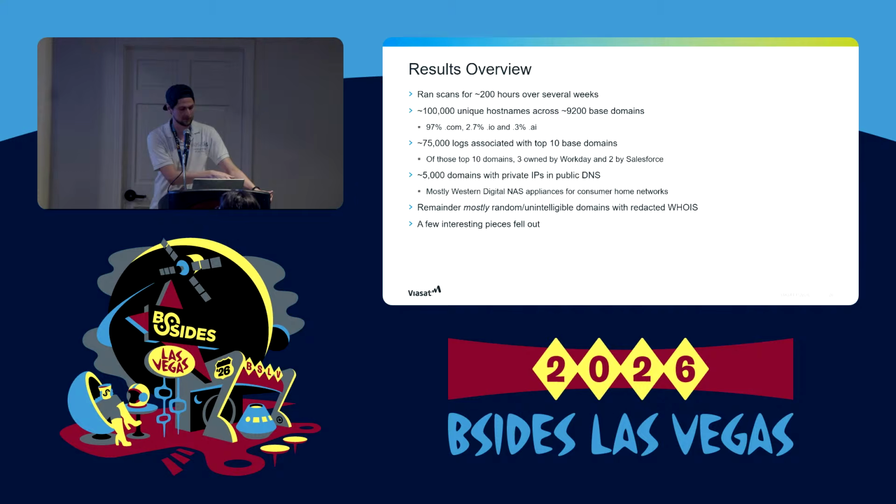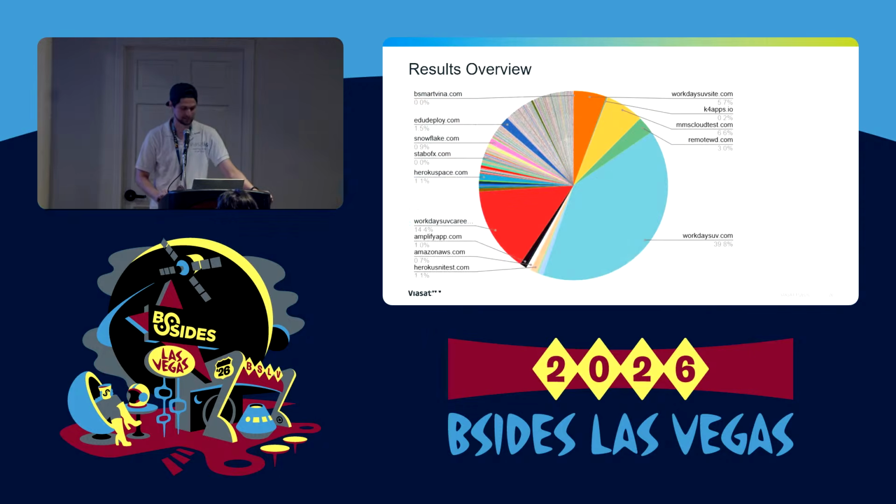The remainder, once you filter a bunch of this stuff out, is mostly just random garbage. I have no way of knowing what some of this stuff is, but there were a few grains of interesting things that fell out of this. It's a very low amount of effort, honestly, for what I got out of it. But if you want to look at a graph, this is what it looked like.